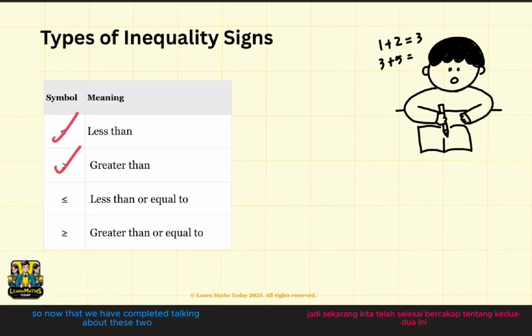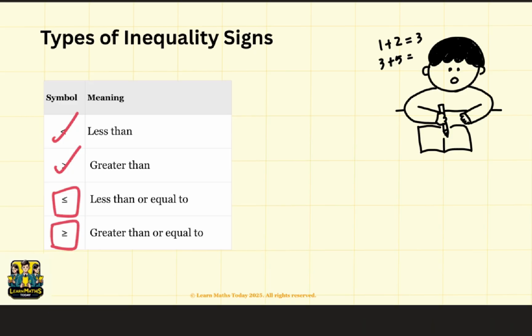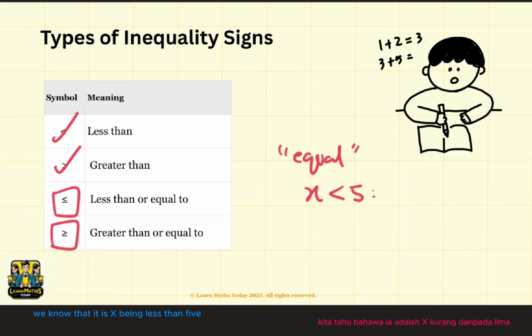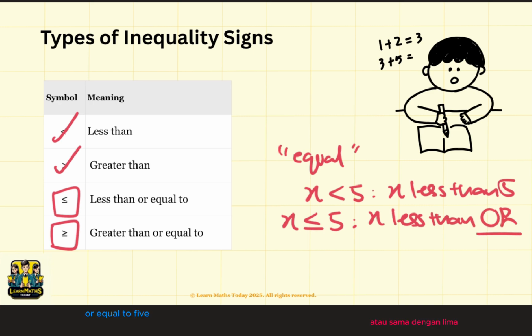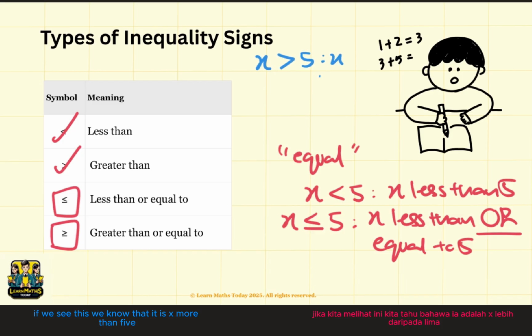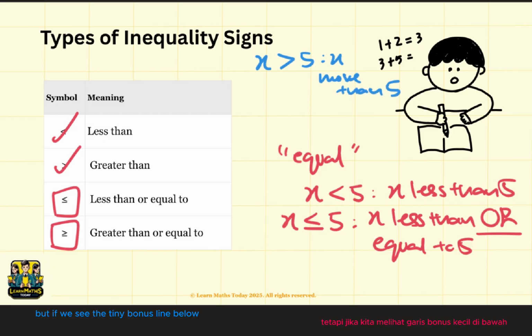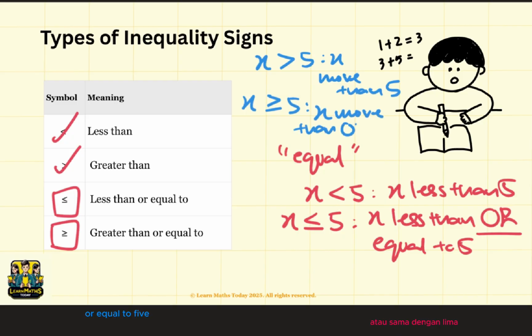So now that we have completed talking about these two, what about these with the little lines below? You can take the little line below as the meaning of equal. For example, if we see this equation, we know that it is x being less than 5. But if we see the tiny bonus line below, we can think of it as x less than or equal to 5. Same for the other one. If we see this, we know that it is x more than 5. But if we see the tiny bonus line below, it is x more than or equal to 5.